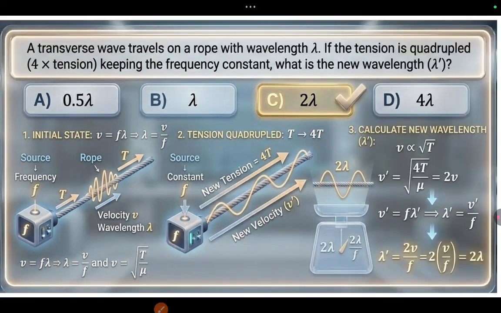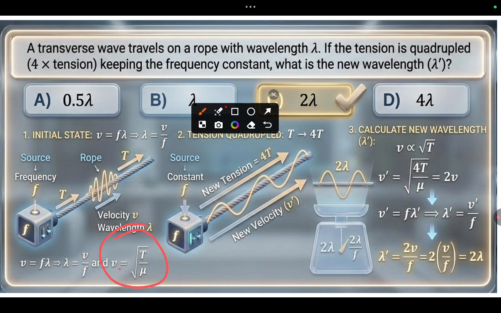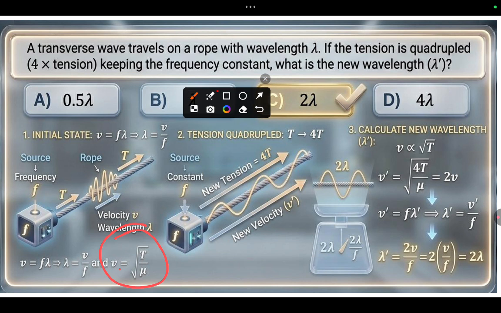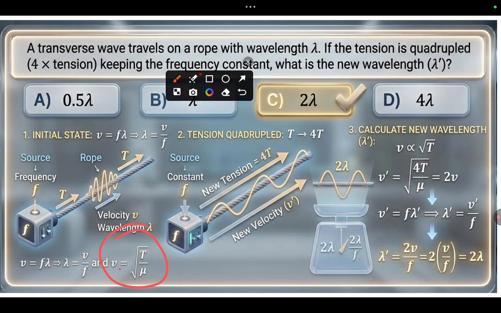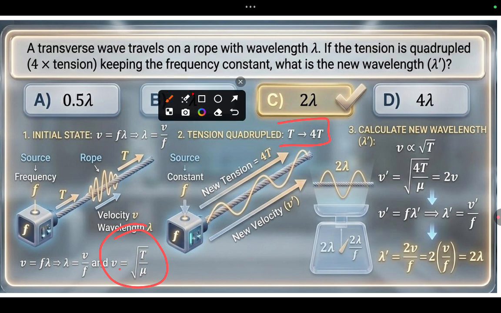First of all, the source frequency is here, and this is the rope, and the rope undergoes the tension, and there is some velocity in the rope, that is V, and the wavelength is lambda. So we know the formula, velocity, tension, mu, that is V equal to under root of T by mu, and this is the formula for the speed in a transverse wave. Now the tension is quadrupled, the tension becomes 4 times. So what about the new velocity? The frequency remains constant. There is no change in the frequency.